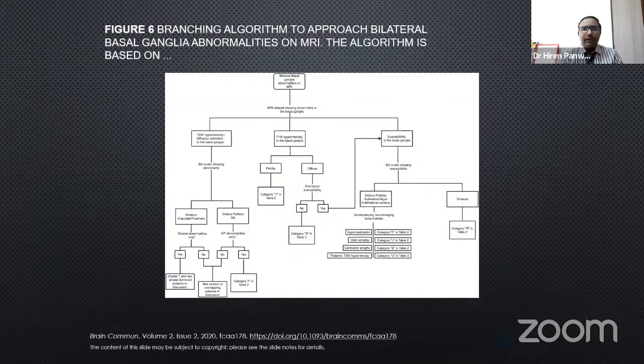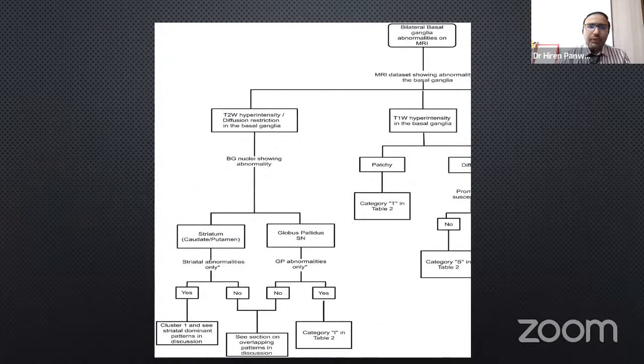So finally, they came up with an algorithmic approach to handle bilateral basal ganglia abnormality, in which we have to start first with whether the abnormality is seen on T2 weighted imaging and is showing hyperintensity of the basal ganglia or restricted diffusion in the basal ganglia. When it shows hyperintensity or diffusion restriction, then we have to carefully see whether it is involving the striatum, that is caudate or putamen, or the globus pallidus. If it is involving the striatal part only, and that is yes, then you can see cluster one and those kinds of conditions and associated patterns that we have already seen. And if it is not involving only the striatum, then you have to go to the overlapping patterns that we already discussed, where certain conditions can have pallidal as well as striatal involvement.